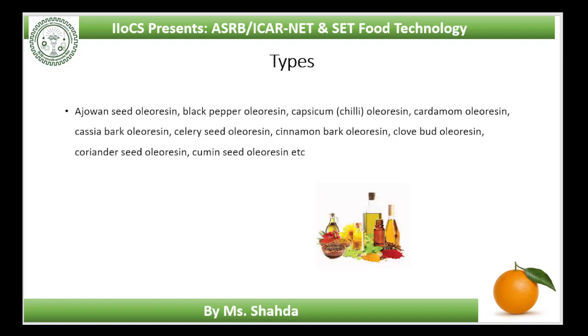Types: Ajowan seed oleoresin, black pepper oleoresin, capsicum, chili oleoresin, cardamom oleoresin, cassia bark oleoresin, celery seed oleoresin, cinnamon bark oleoresin, clove bud oleoresin, coriander seed oleoresin, cumin seed oleoresin, curcumin powder, date extract, fennel seed oleoresin, galangal oleoresin, ginger oleoresin, juniper berry oleoresin, mace oleoresin, nutmeg oleoresin, olibanum resinoid, parsley seed oleoresin, turmeric oleoresin, white pepper oleoresin, zingiber oleoresin, paprika oleoresin.